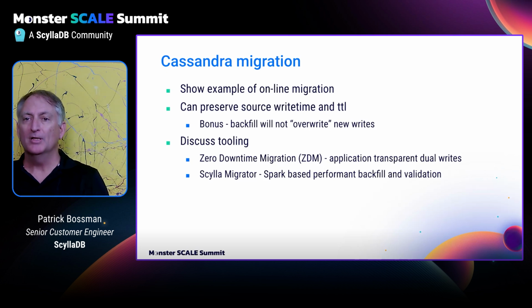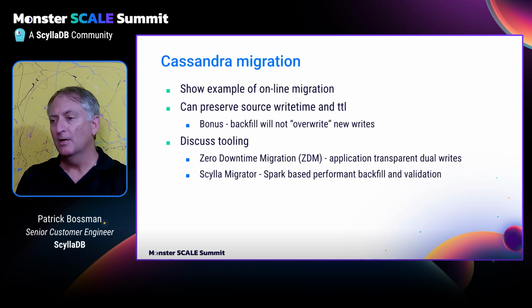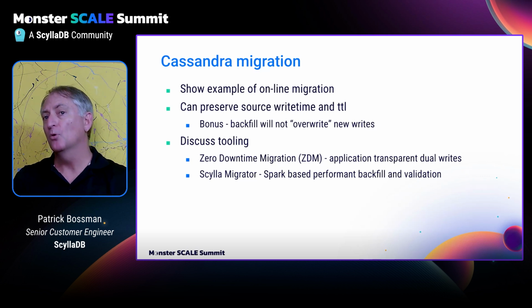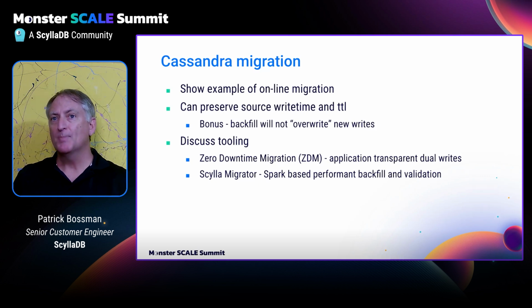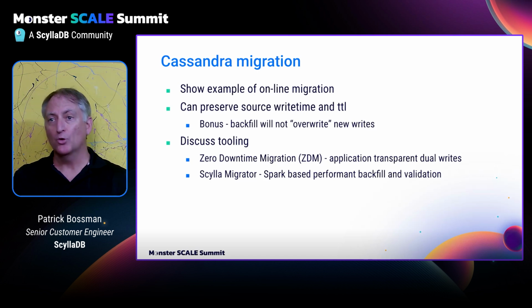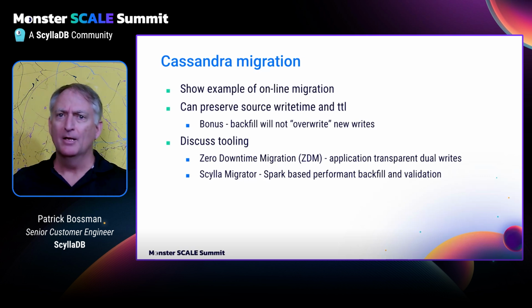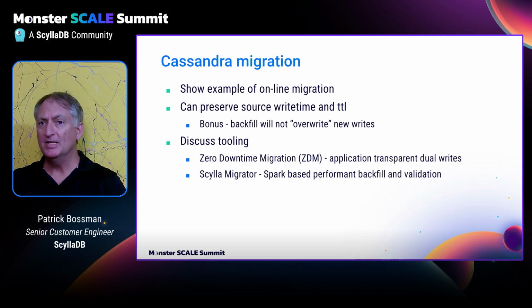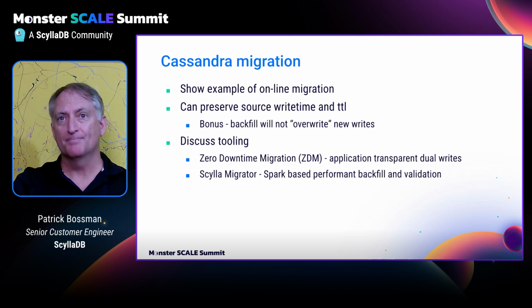The forklifting, the older data that we're bringing into the target, does not overwrite the recently written dual writes, because it has a write timestamp that's older than the dual writes. This makes migrating from a Cassandra style database really easy, because you don't have to worry about that overwrite. There are a couple of tools available to help us do that. One of them that I'll talk about is ZDM proxy, zero downtime migration, and the Scylla Migrator can also help for the backfill and validation pieces.